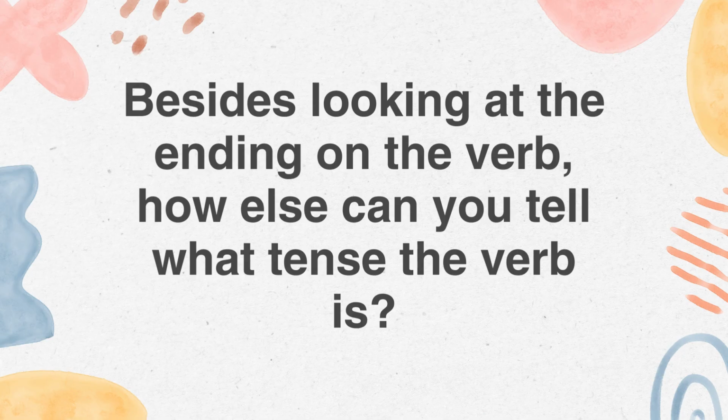Besides looking at the ending on the verb, how else can you tell what tense the verb is? Pause the video and think about it. Besides looking at the ending on the verb, you can also use the other words in the sentence to help you decide if a verb is in the past, present, or future tense. If we're talking about something that's obviously in the future, then I know my verb is a future tense verb. If we're talking about something that's already happened, we know that it's a past tense verb.